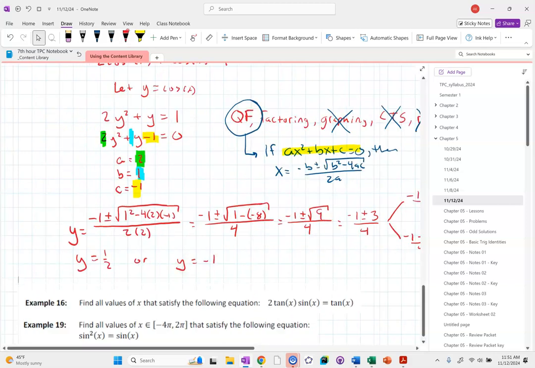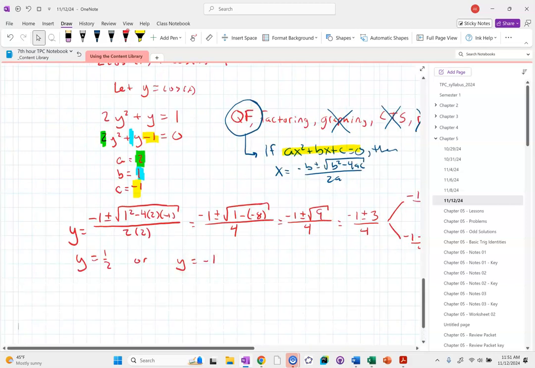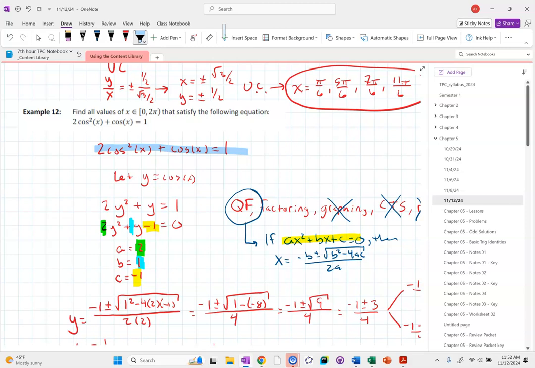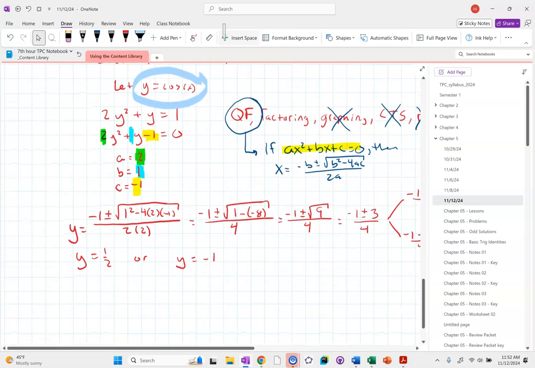Are we done? No, why not? That's correct. We're not done. Remember, what is our original equation? This. What's the variable in that? X. What did we solve for? Y. So we have to substitute back in. We know that y is cosine x.